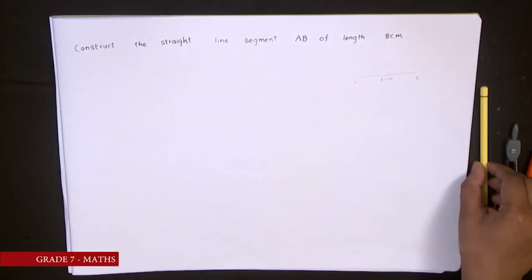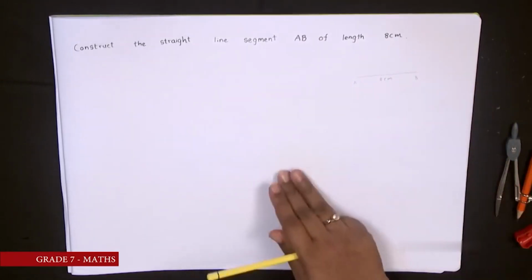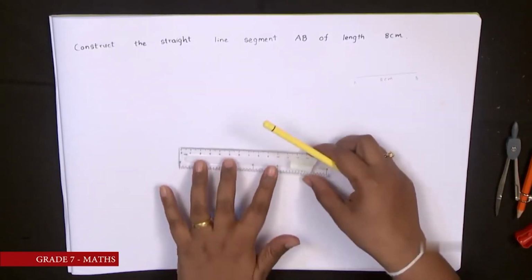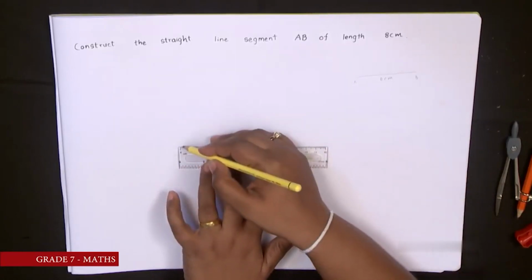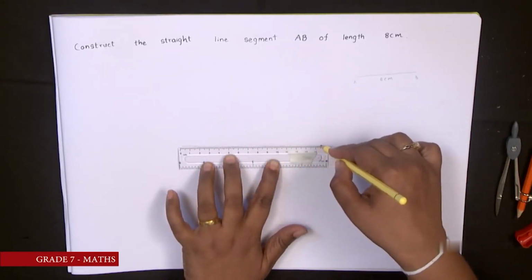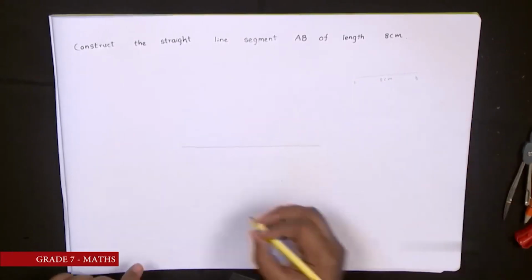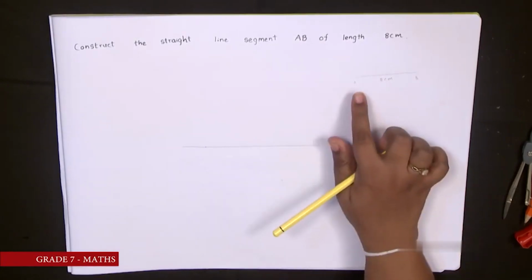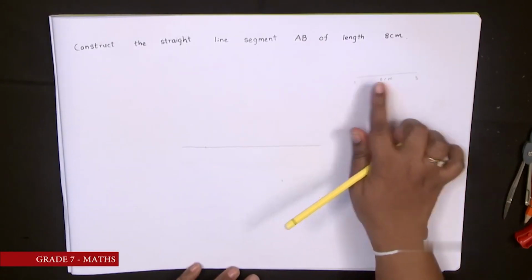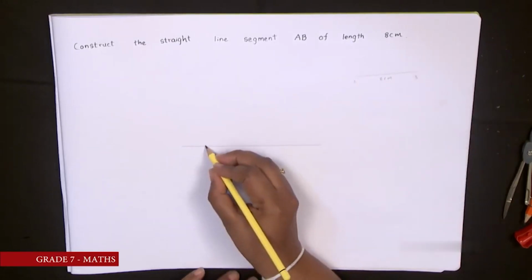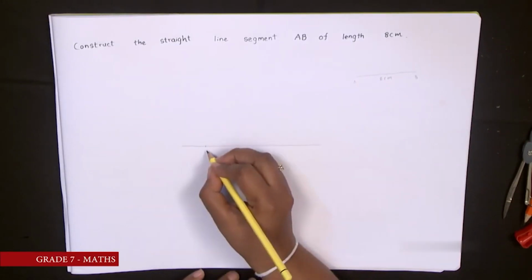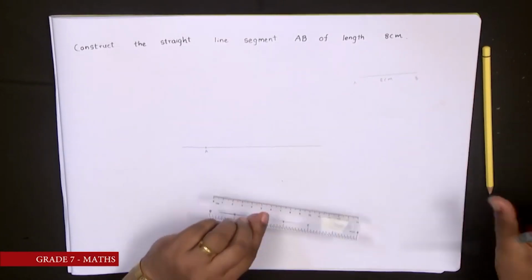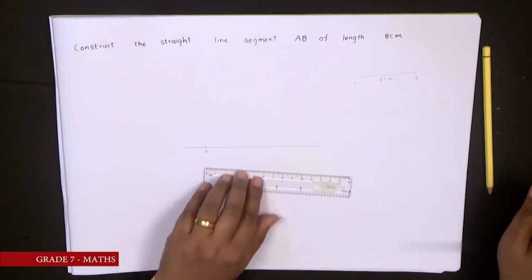Right. Now, we are going to construct this straight line segment. As the first step, you have to draw a straight line segment. You should not measure any length. And then you have to mark a point on the straight line segment. The name of the straight line segment should be AB. Therefore, we will mark any point on the straight line segment and name it as A. Then the line should be 8 centimeters long.